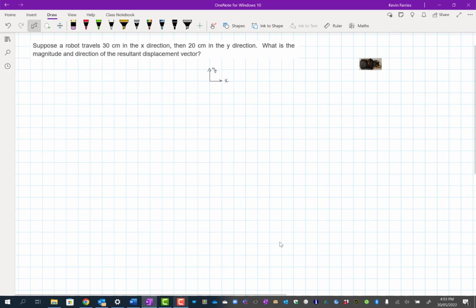Okay, so for this problem, we've been asked to find the magnitude and direction of a resultant displacement vector if a little robot has gone 30 centimeters in the x direction and 20 centimeters in the y direction. We haven't been told which direction x actually is, so we're going to show what we're assuming: as normal, x is horizontal and y is vertical, as shown on the page.